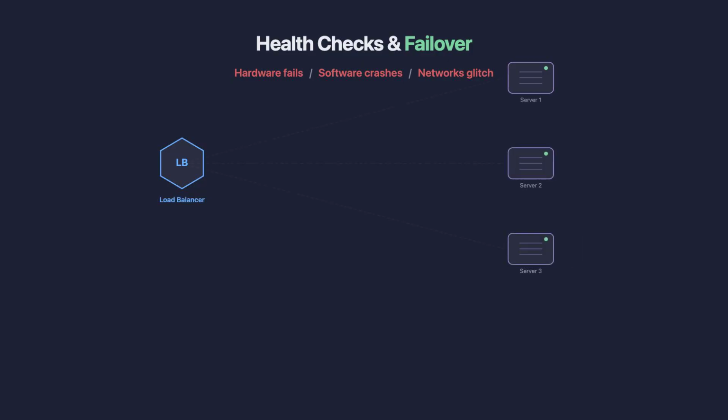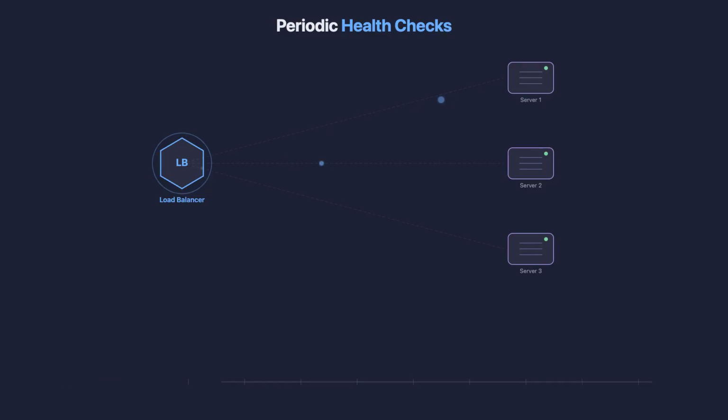No server runs forever without issues. Hardware fails, software crashes, networks glitch. A good load balancer doesn't just distribute traffic, it also makes sure it's only sending traffic to servers that are actually working. Health checks are periodic probes that the load balancer sends to each server. The simplest form is a TCP ping. Can I connect to this server? A more thorough check is an HTTP request to a health endpoint. The server responds with a 200 OK if it's healthy.